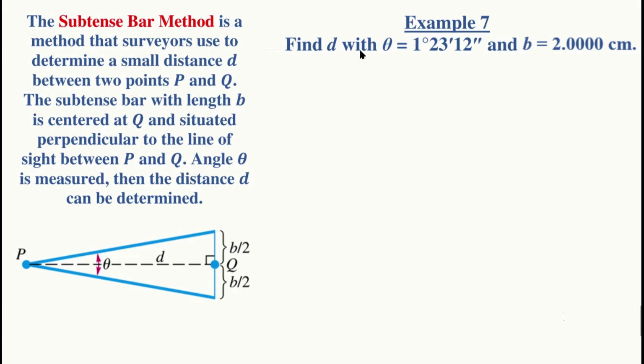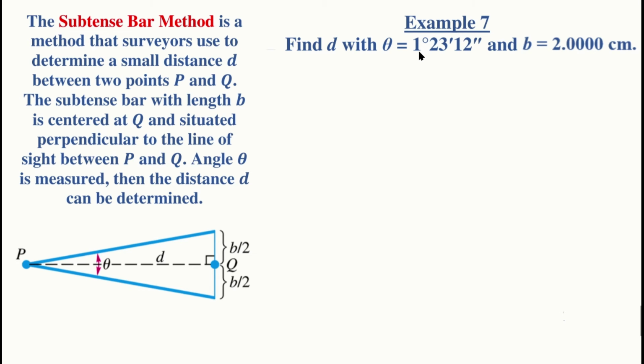So let's go ahead and find the distance d here with theta equal this angle, notice, to 5 significant digits, and b equals 2.0000. That means they're giving you this also to 5 significant digits. So we're going to try to stick to 5 significant digits for our result as well.